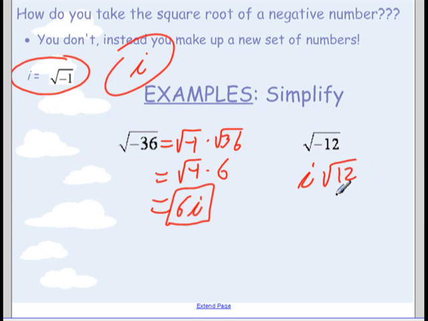Anyway, so that becomes i times the square root of 12. And now I can simplify square root of 12. That's 2 rad 3. So this becomes 2i times the square root of 3. And that's simplified. Again, an imaginary number, not real.